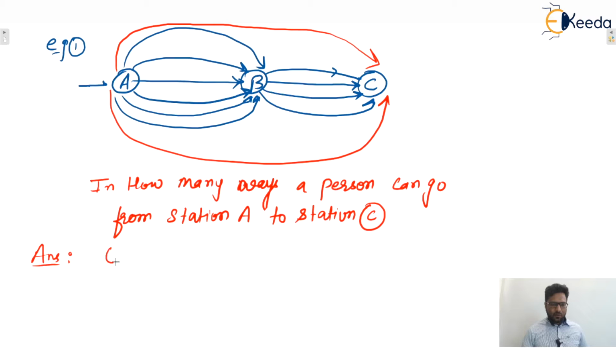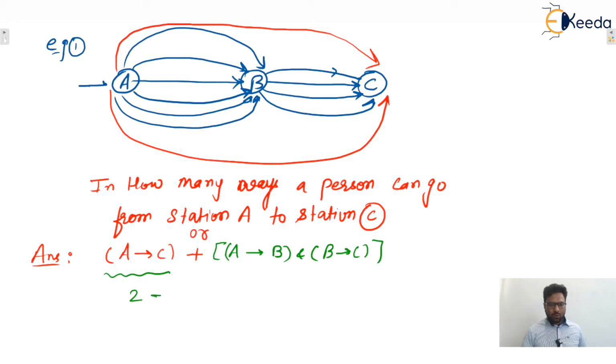Now tell me, if we can go directly from A to C, or means addition. Yes or no? Or means addition. Yes, we can go A to B and, meaning together, then B to C. Now A to C, how many paths are there? Two. Plus A to B, how many paths? Six. Plus B to C, four. So the total will be 2 plus 6 into 4, that is 26 ways.